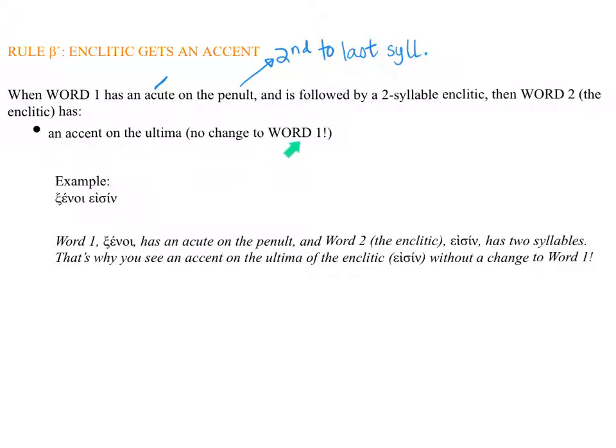And there's no change to word 1. So under the circumstances when word 1 has an acute on the penult and word 2 is a 2-syllable enclitic, then the enclitic gets an accent on the ultima and word 1 gets nothing special. So let's look at our example. Xanoi, asin. Xanoi is our word 1.